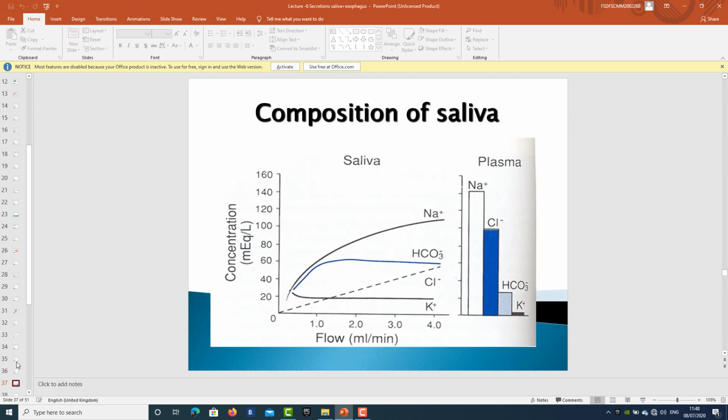See the composition of saliva, the level of potassium, chloride, bicarbonate, sodium in plasma and in saliva, you can see.